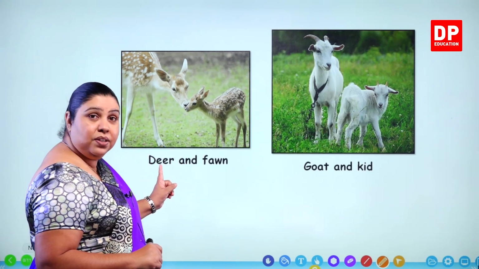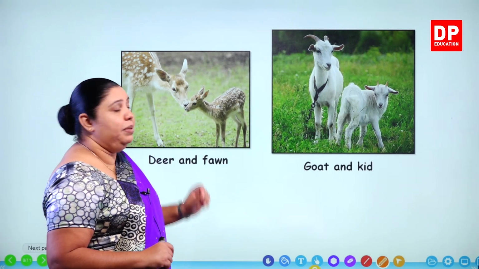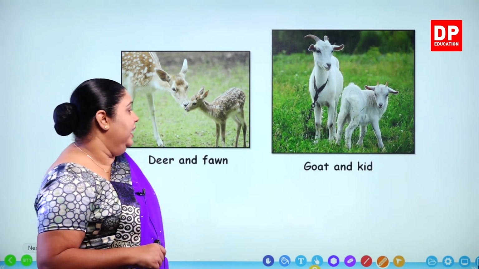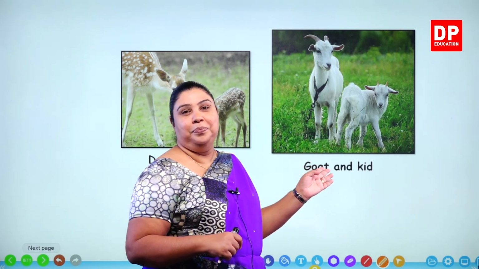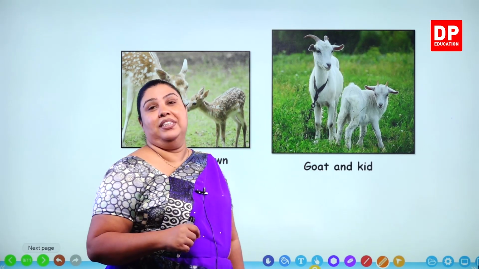So the mother is called the deer and the baby is called the fawn, right? Then who is this? It is the goat.